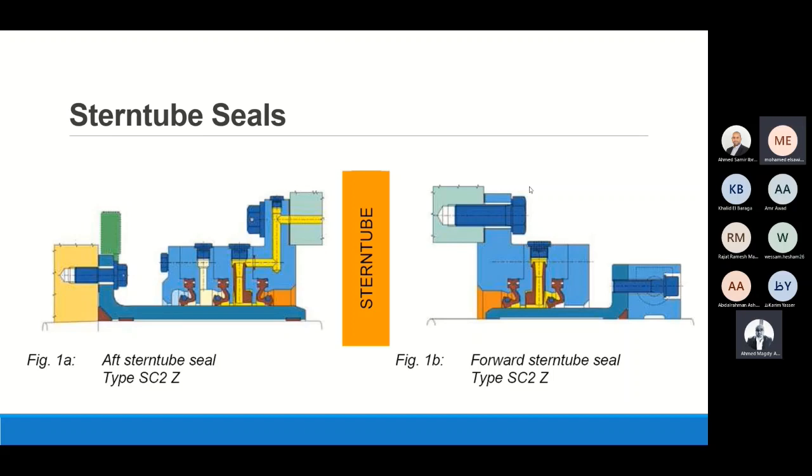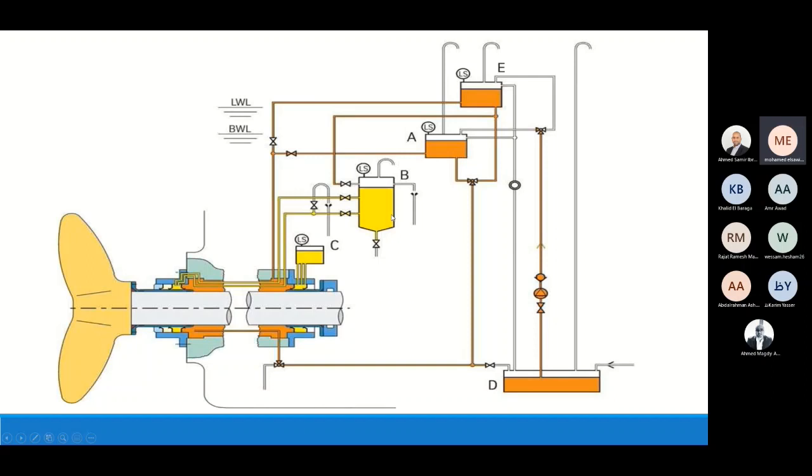You remember when we discussed, I will go back. Okay, we have this tank with these tubes. The purpose of this tank is to lubricate only these seals here, this area. But these two tanks, which are A and E, the oil inside them is to lubricate the stern tube and the bearing inside the stern tube.